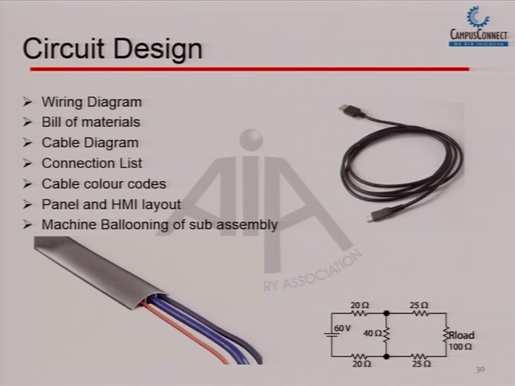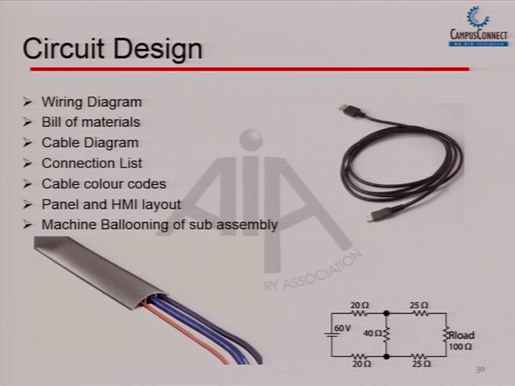Then there are cable color codes. Each cable has a color code of its own, stating whether it's DC or AC or which phase it is, whether it's neutral or earth. Then you have the panel and the HMI layout. This layout that you see there is also designed beforehand, like where each part comes, so that tomorrow if you don't have space, you needn't shift from one place to another.